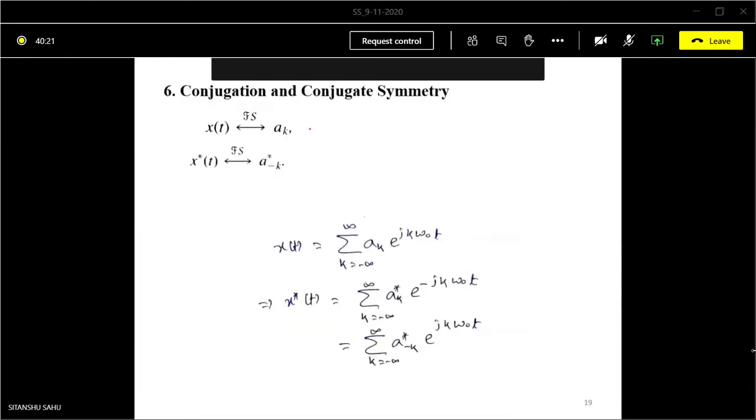Then conjugation and conjugate symmetry. So if x of t gives me a of k, then if I take the conjugate of this x of t, if it is a complex signal, if I take the conjugate of that, then it is nothing but the conjugate of a of minus k. Okay, so it is just a little bit tricky over here. So it will be nothing but the conjugate of a of minus k.